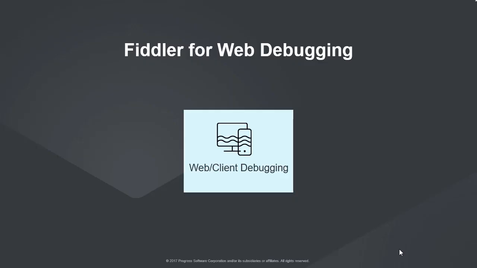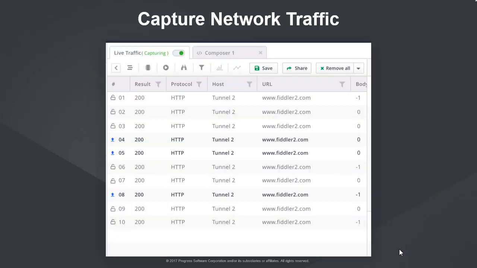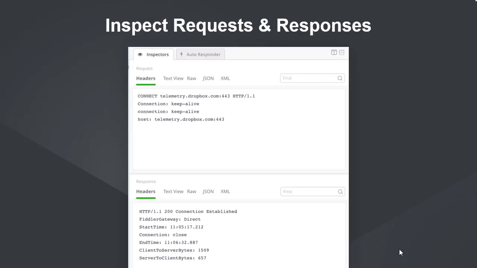Now let's see how Fiddler helps in debugging. First and foremost, with Fiddler, you can capture all the requests that go through your client application to the server. And then you can also inspect the headers of the request and responses, also the content and every nitty-gritty detail of each request and response.